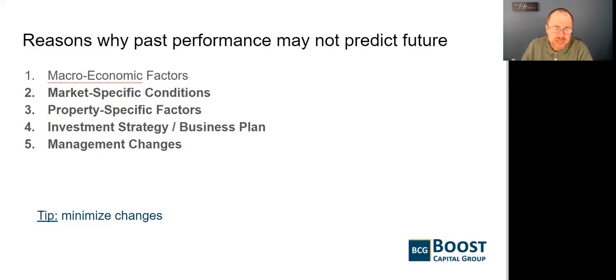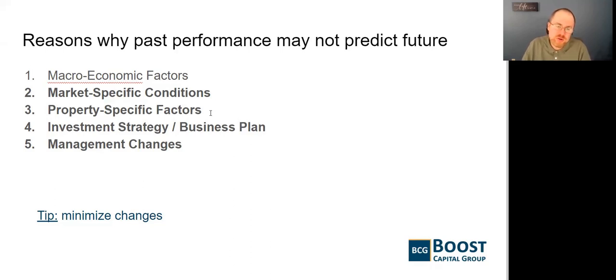I think any good sponsor will address the property specific factors, and then you want to make sure how they addressed that, how much they researched. Say we're buying a deal in a coastal area that is subject to hurricanes. How is it built? How close is it to the flood zone, for instance? You want to make sure that you have the answers to these questions.